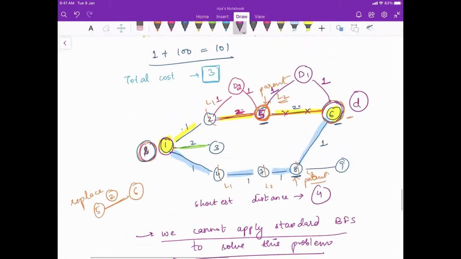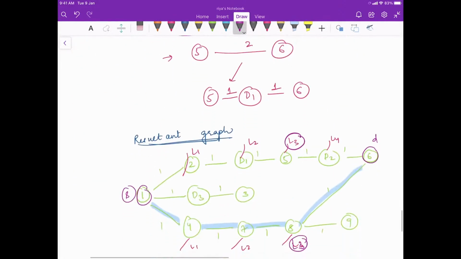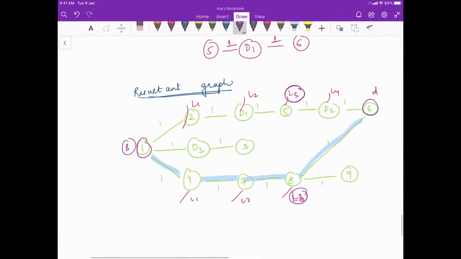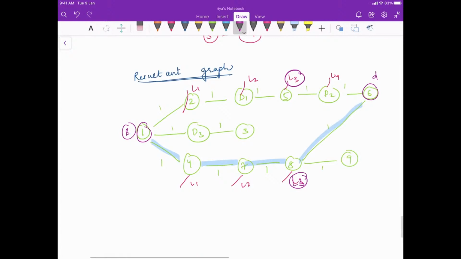Let me just see if we missed out on any node, right? So now what will happen is, first I would say 1, right? 1 will go to this node and this node, right? Now will you apply BFS? They will go to both these nodes, and now 5 will go to D2, whereas 8 will touch 6 once, right? And the total cost of the path will be this only.